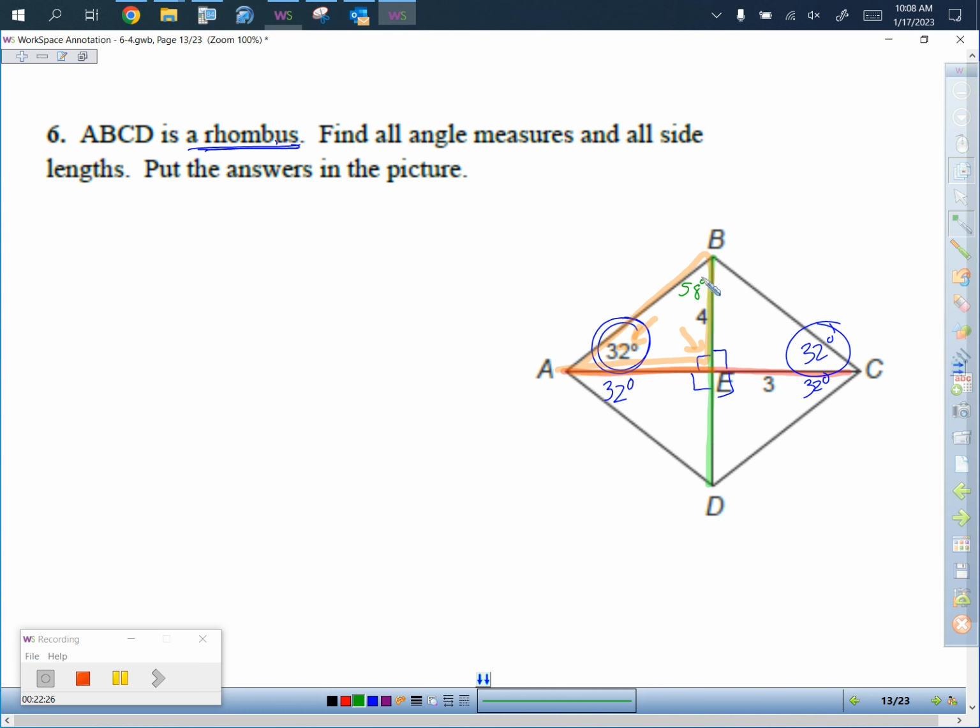When you find this 58, guess how much this angle is right over here, since there's a green symmetry line right there. 58. How about this guy down here over the red symmetry line? What's that one got to be? 58. And that one, 58. How do you feel about that with my rhombus? Those are just all the angles.